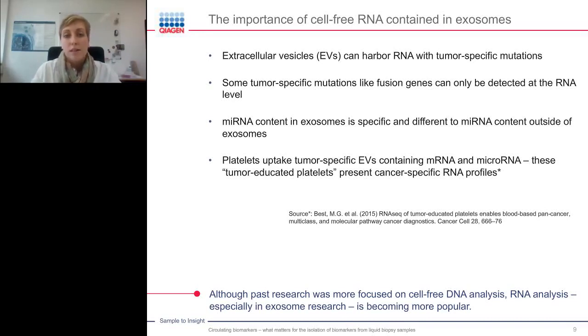Cell-free RNA is extremely important because extracellular vesicles are also secreted by tumor cells. So the RNA that's contained within these extracellular vesicles, in fact, can be used to detect tumor-specific mutations. These tumor-specific mutations, like fusion genes, for example, are only detectable at the RNA level. So looking at the DNA level, you will not be able to find such fusion genes. You really need to look into RNA as a nucleic acid type. There is also a lot of microRNA content within these exosomes, and we know that the microRNA content within exosomes is different and very specific compared to the microRNA content outside of exosomes.